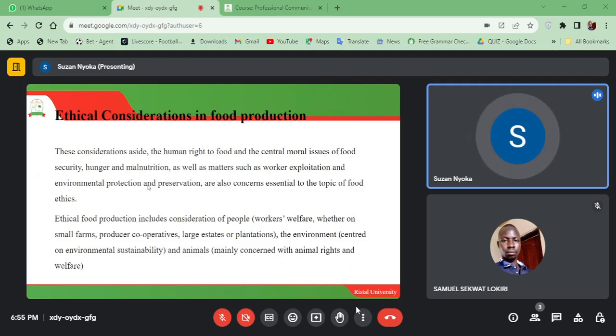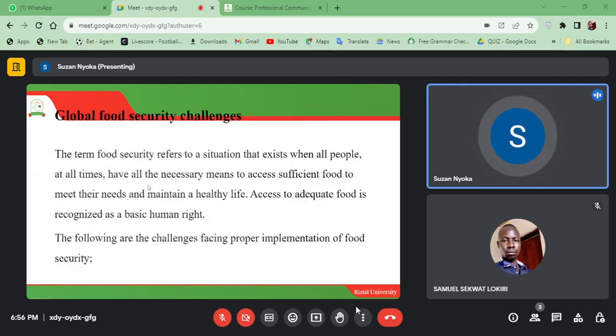Ethical food production includes consideration of people's or workers' welfare, whether on small farms, on producer cooperatives, on large estates, on plantations. The environment is centered on environmental sustainability, the effect of food ethics on the environment. And in animals, it's mainly concerned with animal rights and animal welfare. Then the global food security exists when all people at all times have all the necessary means to access sufficient food to meet their needs and maintain a healthy life.